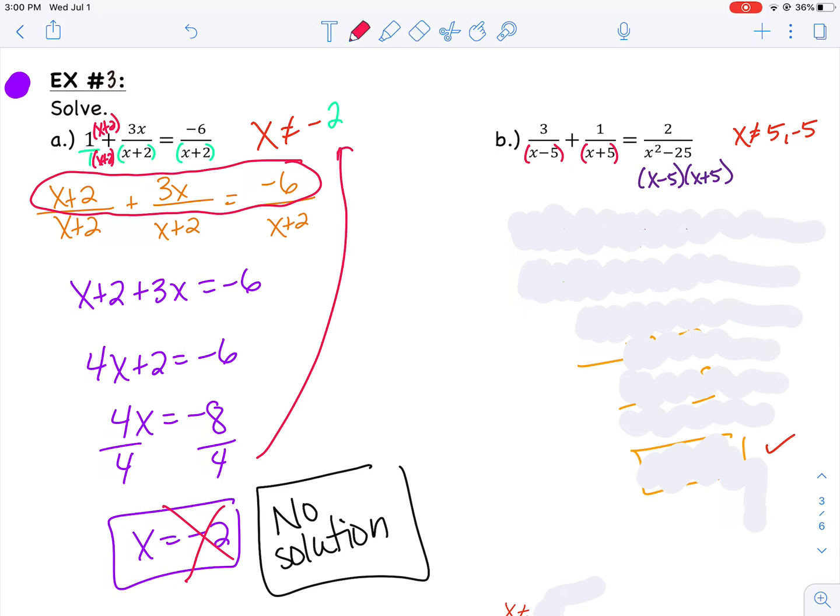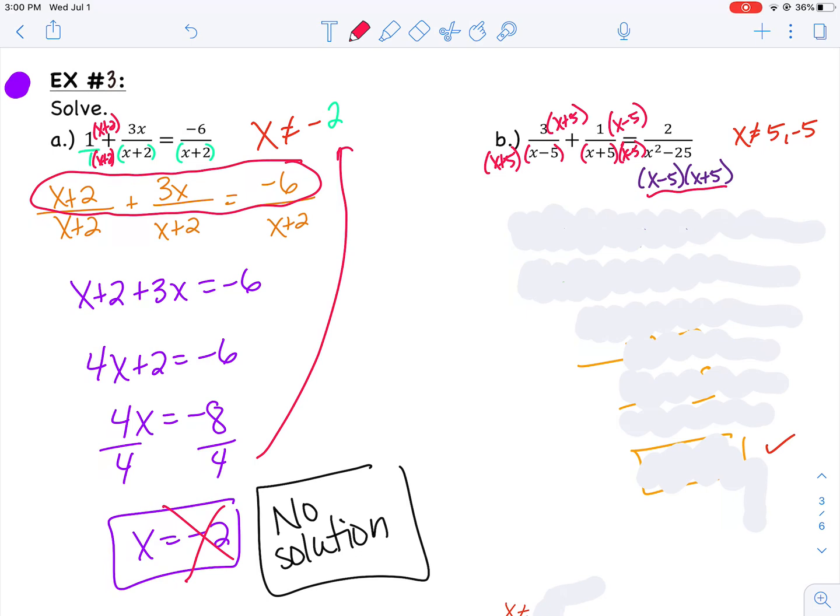All right, now let's make sure that everybody has a common denominator, the same factors. The first fraction is missing an x plus 5, so I'm going to multiply that fraction by x plus 5 on the numerator and denominator. The second fraction has an x plus 5, but it's missing the x minus 5, so let's multiply the numerator and denominator by that. The last fraction already has both of those factors, an x minus 5 and an x plus 5, so that fraction is good to go.